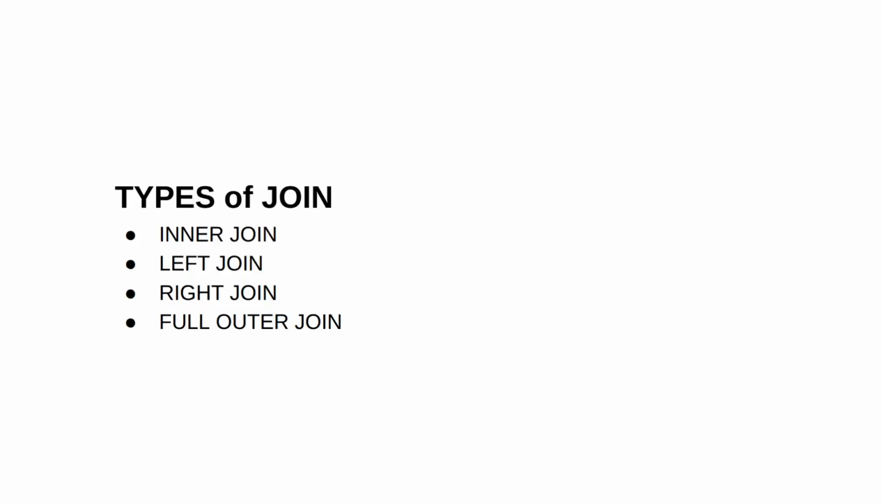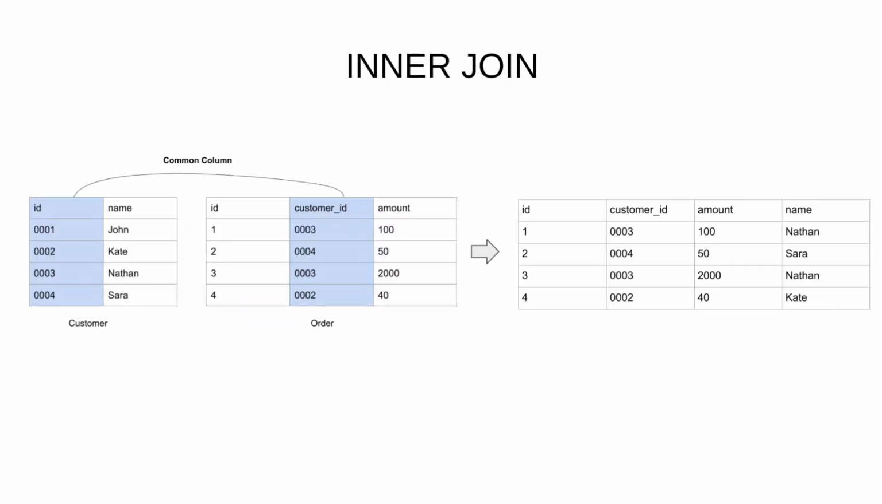There are four most commonly used joins in SQL, and those are inner join, left join, right join, and full outer join. An inner join returns only the rows that have matching values in both tables. For example, if a customer has placed an order, we'll get that customer's name and their order amount. But we won't have any record of the customers that didn't place any order.